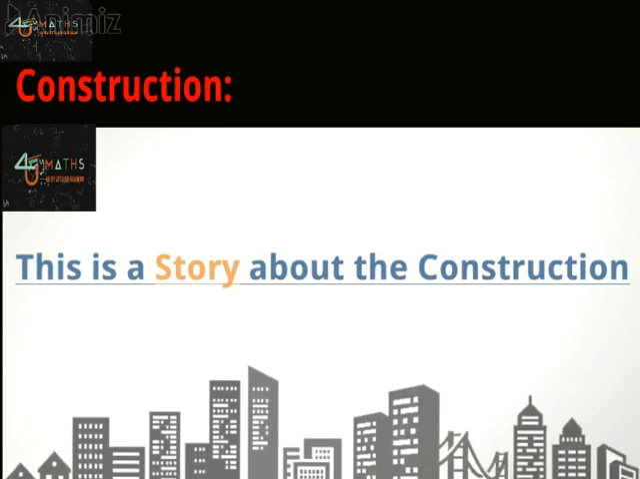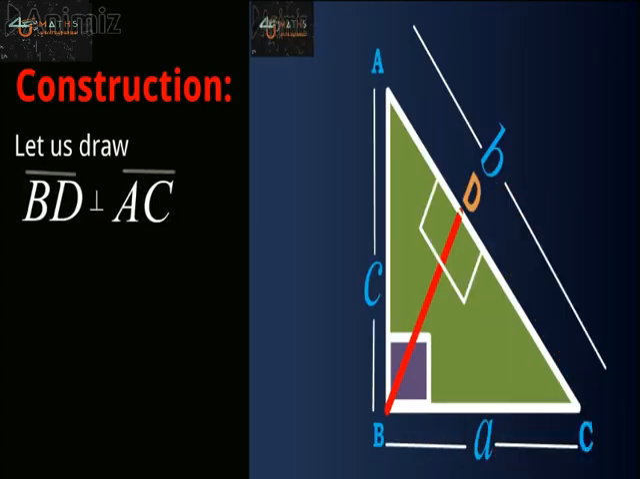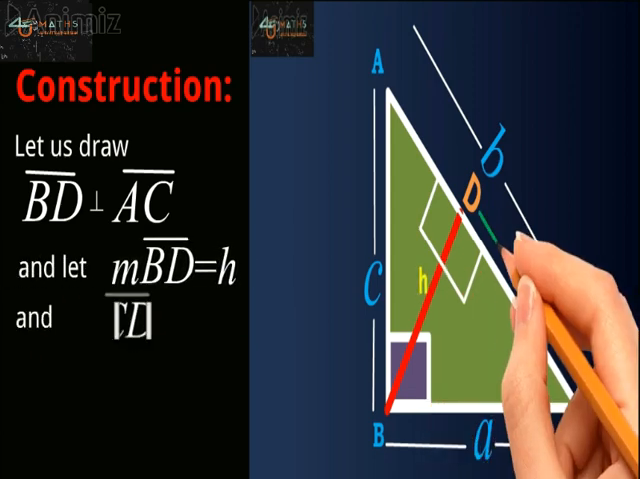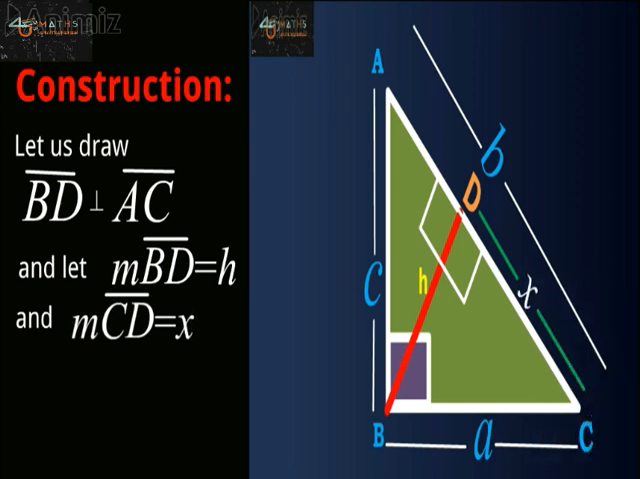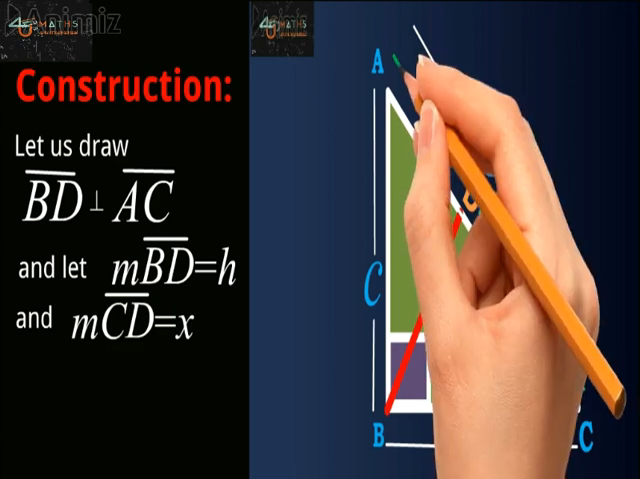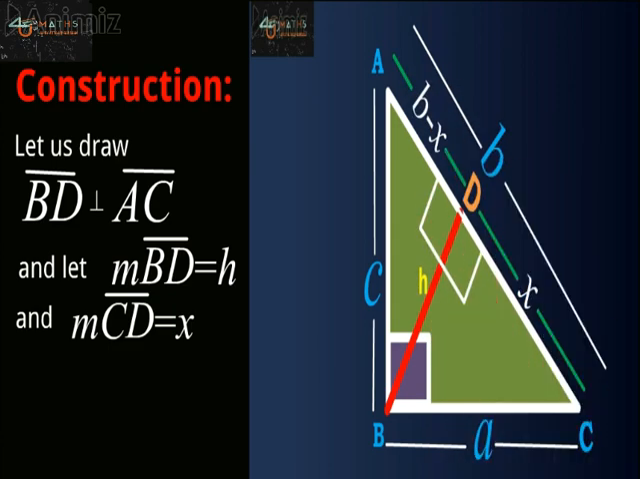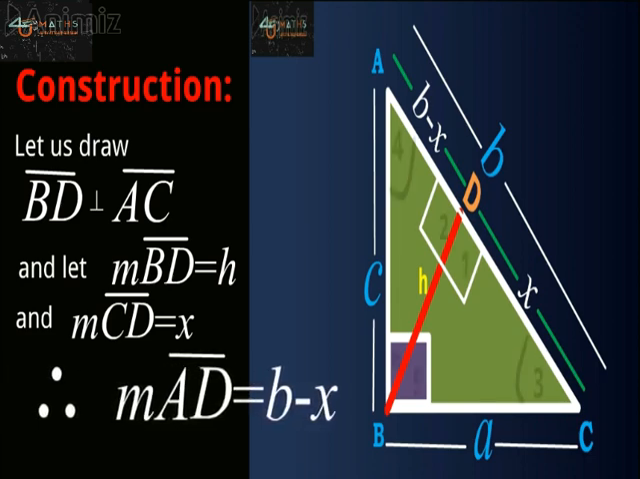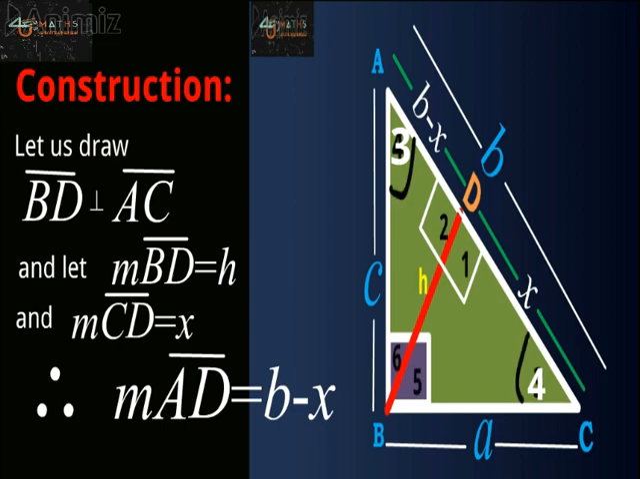Construction. Let us do some constructions in the figure. First, we draw a perpendicular BD on the side AC, and let the measurement of BD be equal to h. Further, let the measurement of CD be equal to x. Therefore, it is quite obvious from the figure that the measurement of AD will be equal to b minus x, and label the angles as shown in the figure.